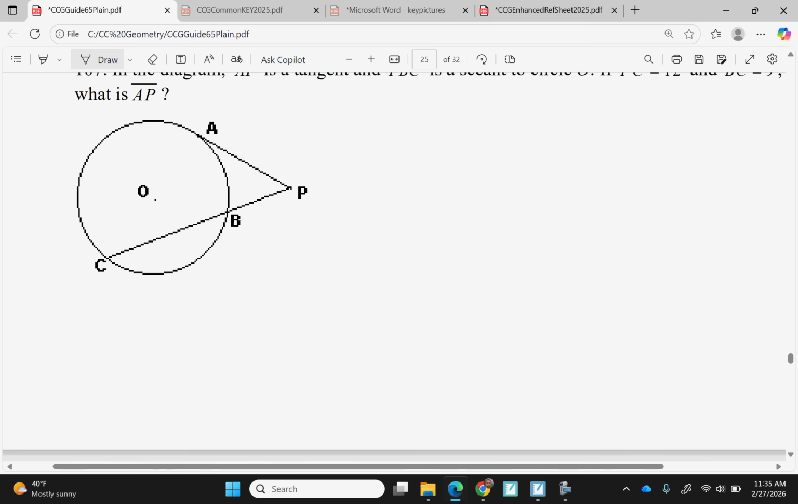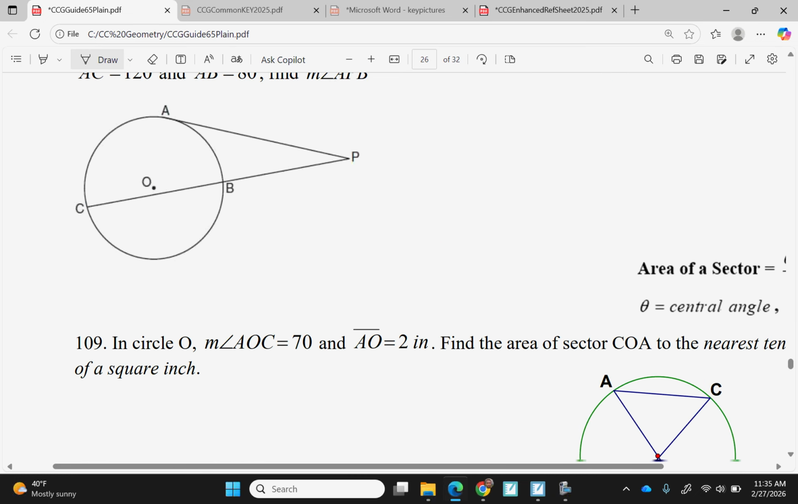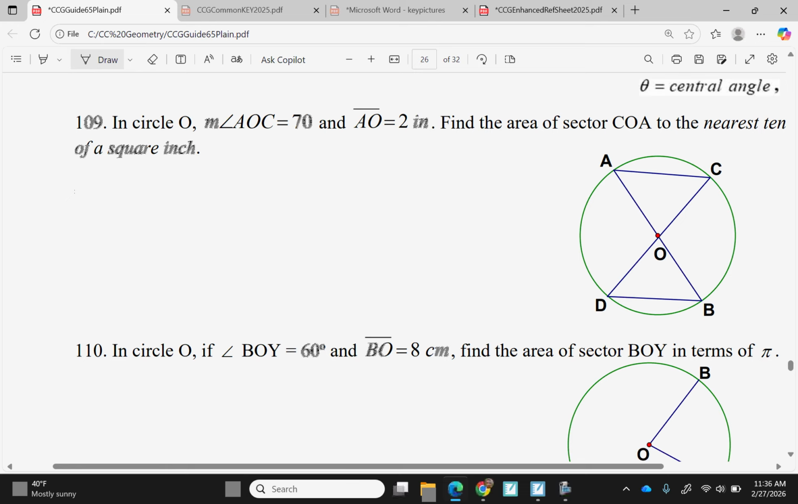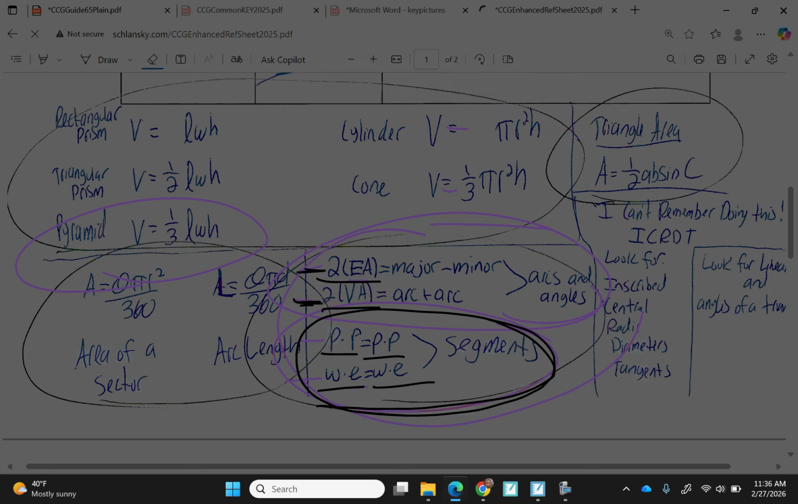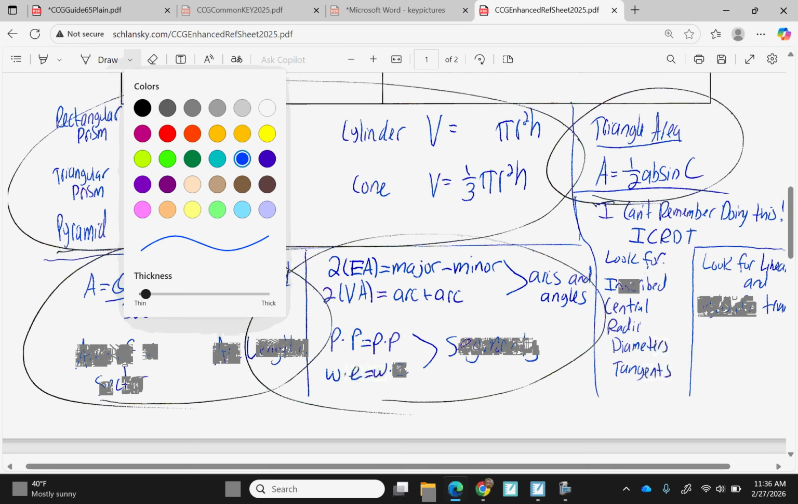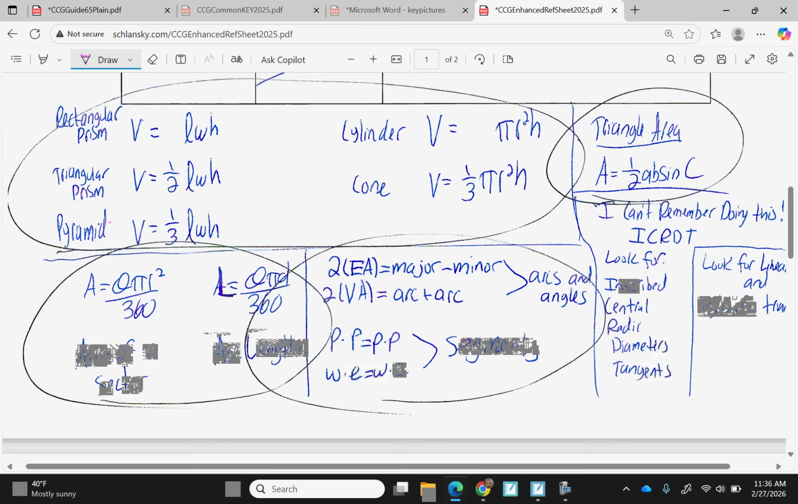All right, that brings us back to our reference sheet. Theta pi r squared over 360. Theta pi d over 360. Area of a sector, arc length of a sector. You build it, you have it. Very simple. There could be twists. We're not going to focus on the twists here.